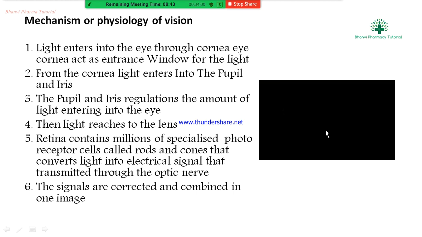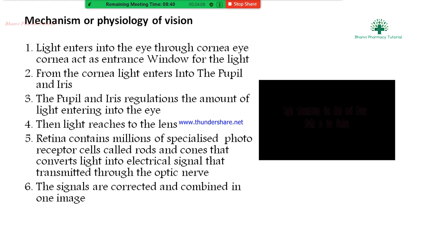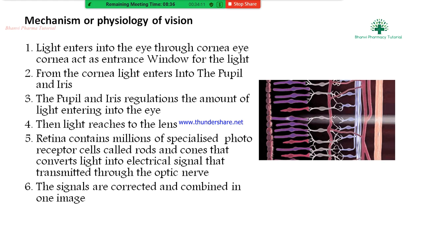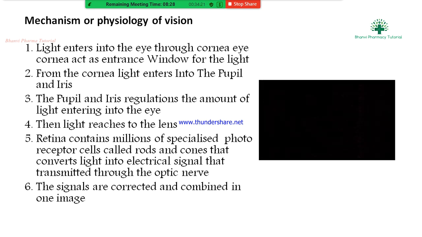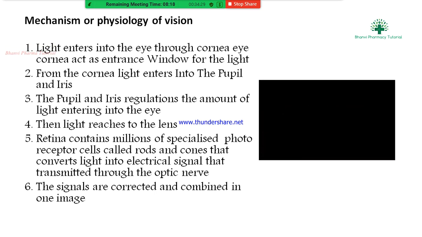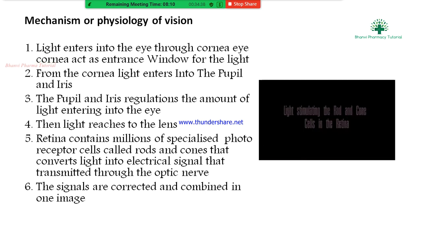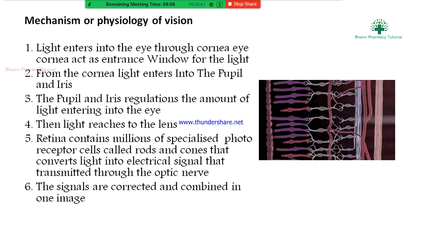Light enters into the eye through the cornea. The cornea acts as an entrance window for the light. In the second step, from the cornea, light enters into the pupil and iris. The pupil and iris regulate the amount of light entering into the eye, meaning they control how much light passes through.